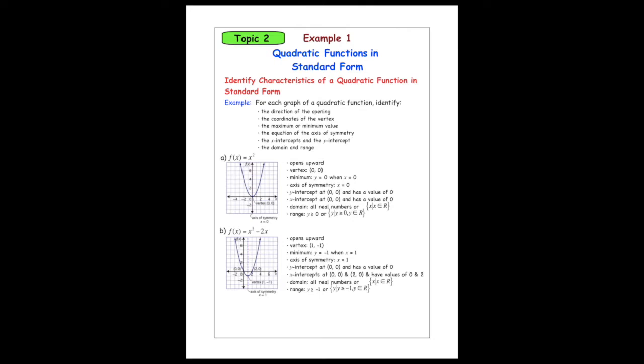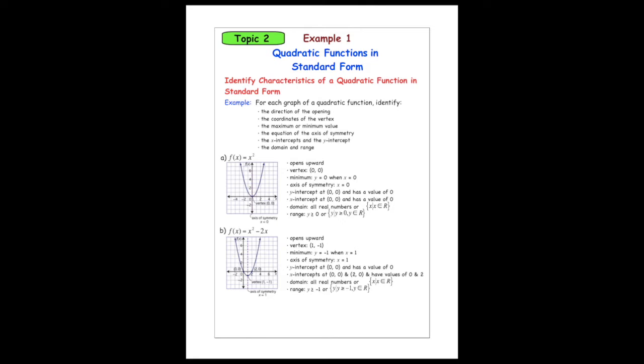Hello, we're back again. Still with Learning Guide 5. We're on part 5 now, and we're on topic 2, example 1. All right, so we want to identify characteristics of quadratic functions in standard form.